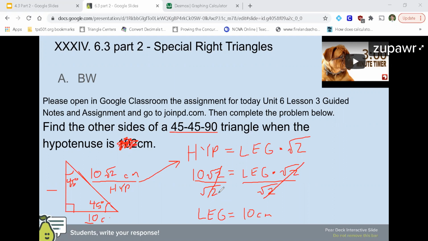And again, because this is a 45, 45, 90, if one leg is 10 centimeters, the other is too. All 45, 45, 90 triangles are isosceles because the base angles are congruent. That means the sides are congruent as well. All right, any questions about this problem?